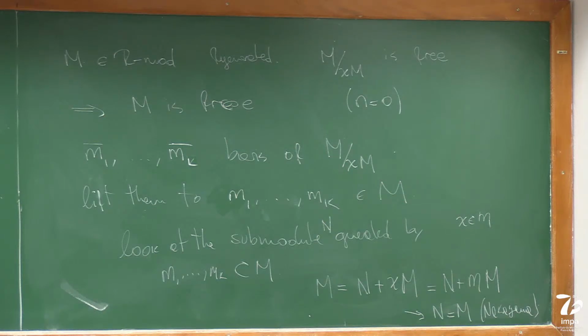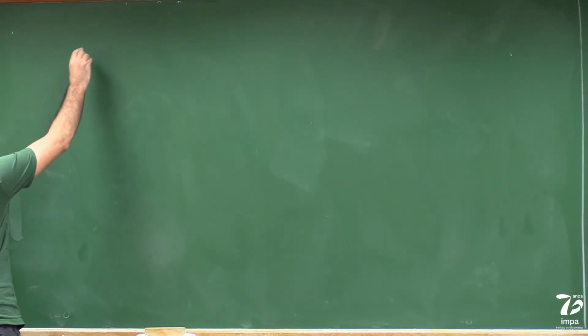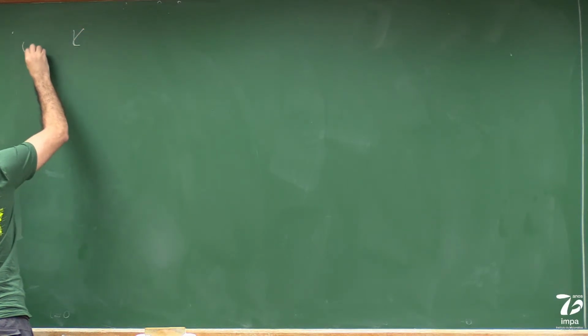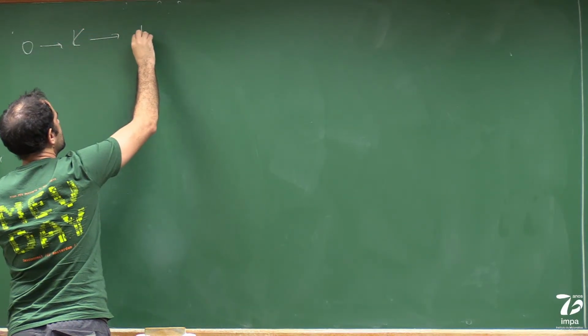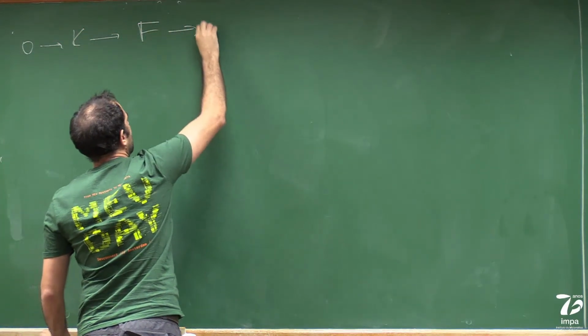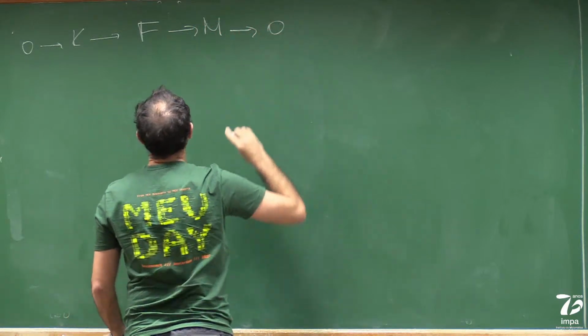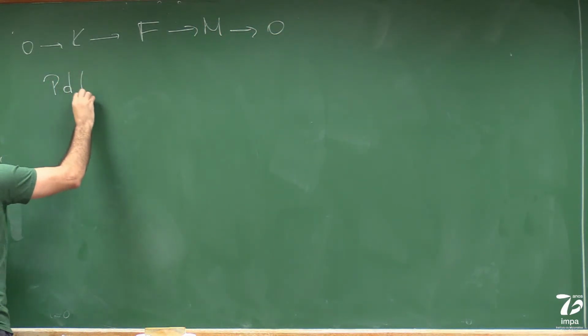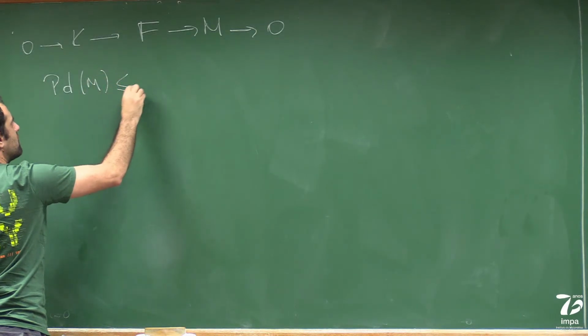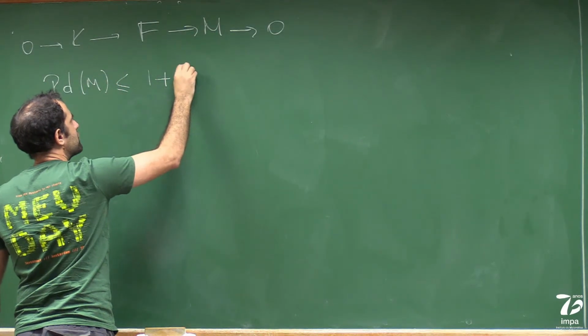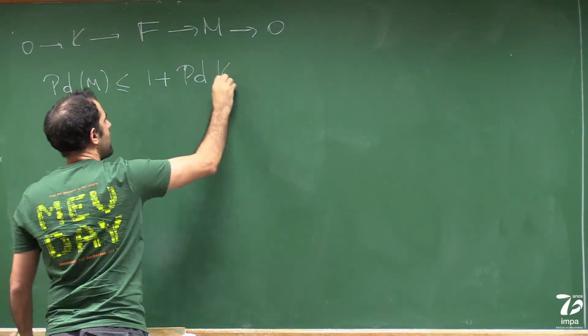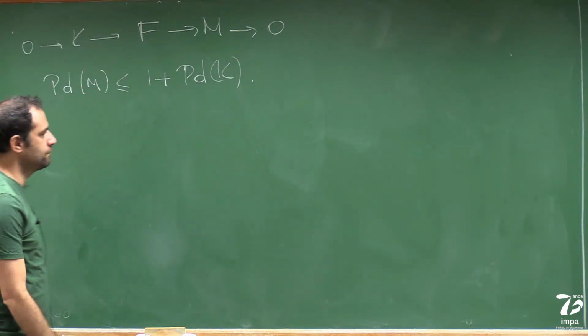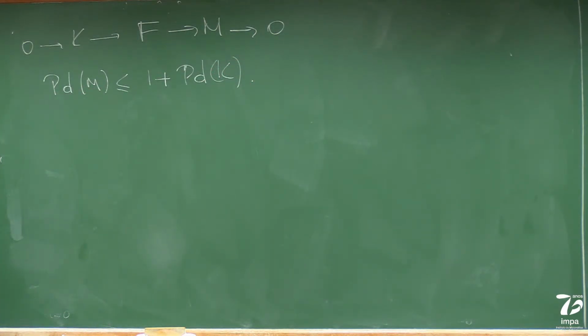Okay, so now we do the trick. So now we prove the case n is bigger than 0. So do the same trick as always. We pick a free module that maps to M and look at the kernel K. And the projective dimension of M is less or equal than 1 plus the projective dimension of K. And actually, the projective dimension of K is 1 less.